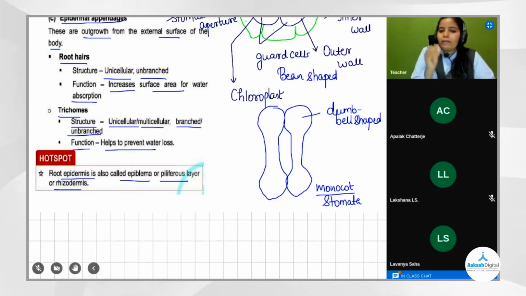If you remember epiblema and rhizodermis also, that is okay, beta. Clear, everyone? Up to this point, anybody having any doubts? Tell me. I hope everyone is clear.